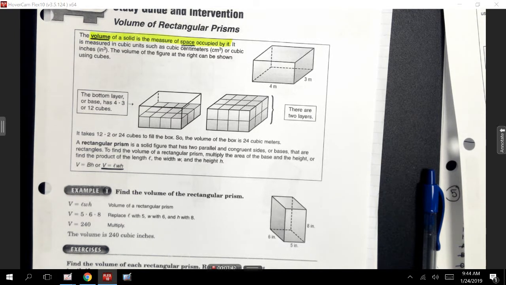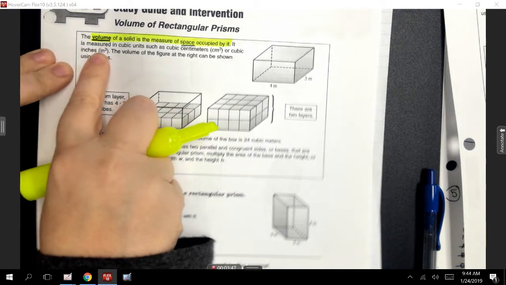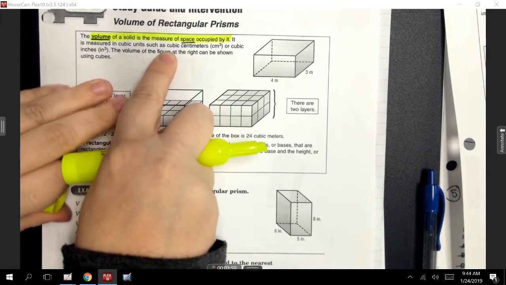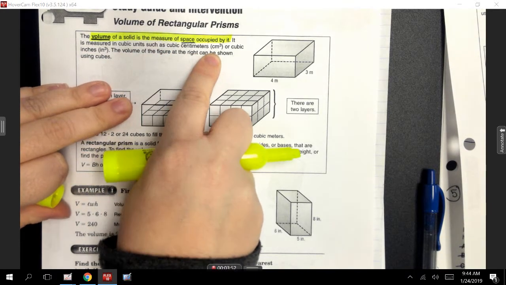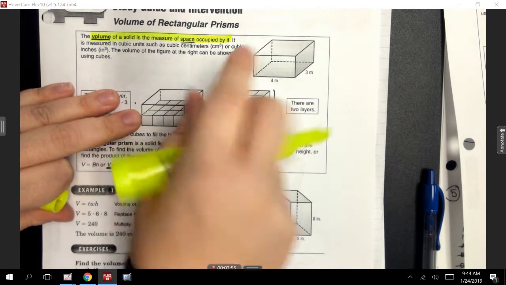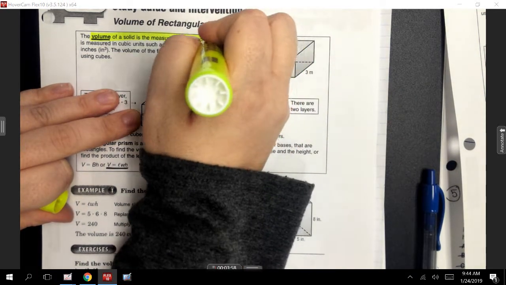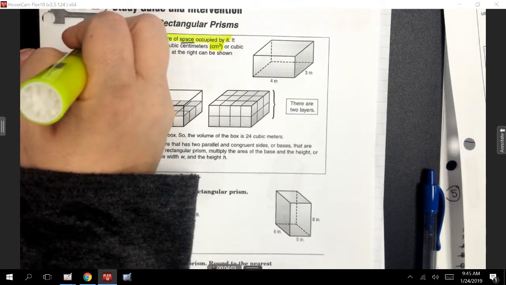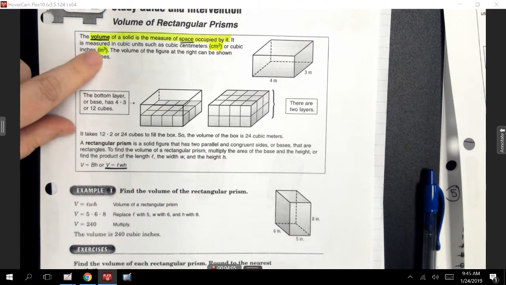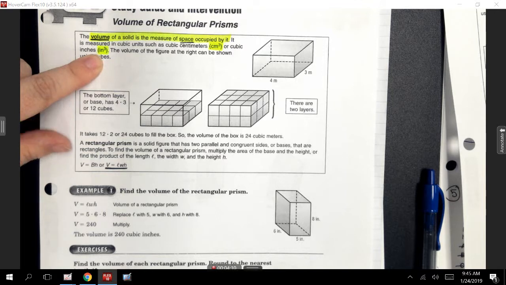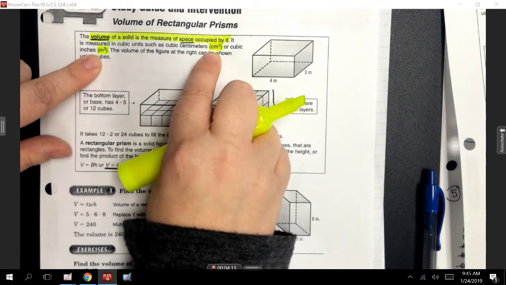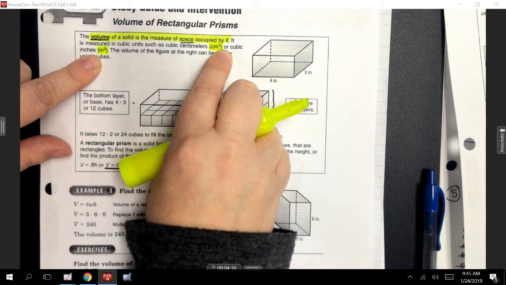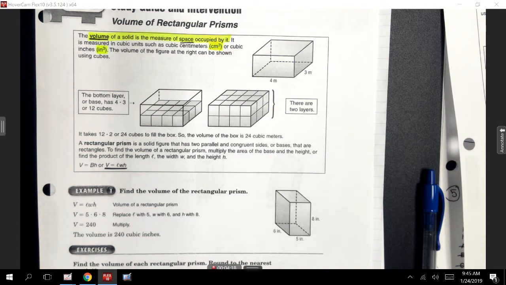All right. Some other stuff that's important about volume. It says how you measure it right here. It says it's measured in cubic units, such as cubic centimeters. And the way that you write that, guys, is centimeters, but with a 3. Those centimeters with a 3. That's important. Or you could do cubic inches, which would be inches with a 3. Guys, the way that I would read this is I would just say inches cubed, or centimeters cubed.